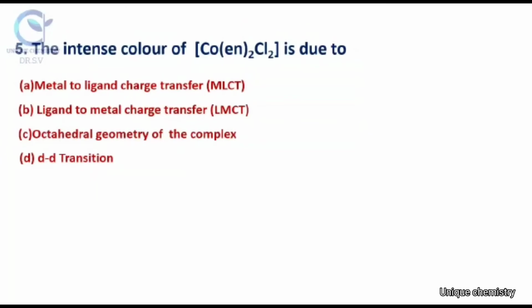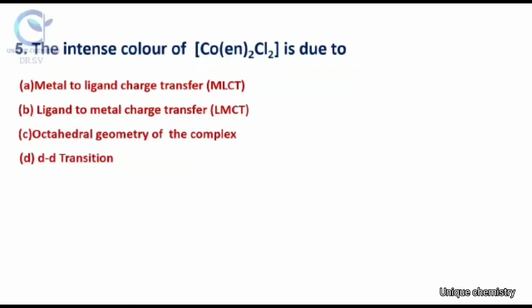First go to option D, the d-d transition. The complex seems to be of octahedral geometry. So the d-d transition is Laporte forbidden, that is symmetry forbidden. So the absorption will be very weak, so this option is wrong. The same is true for option C, octahedral geometry, for which the d-d transition is Laporte forbidden. So we neglect options C and D.